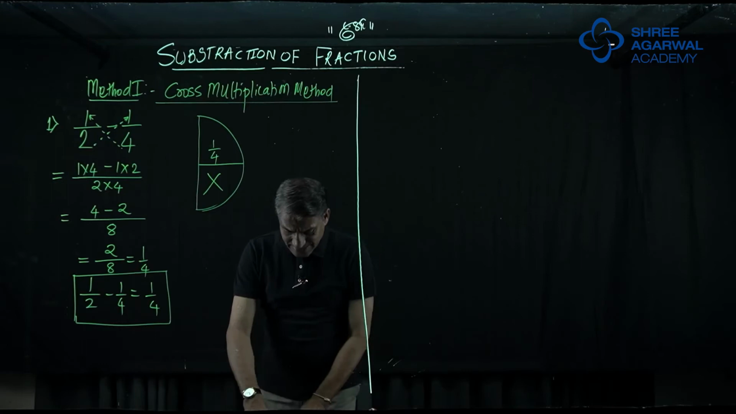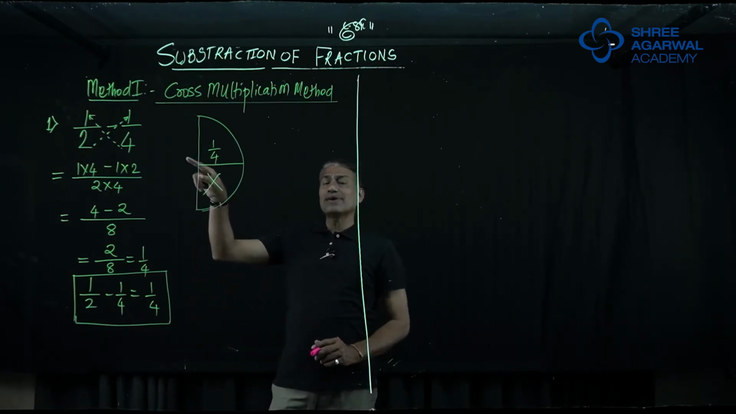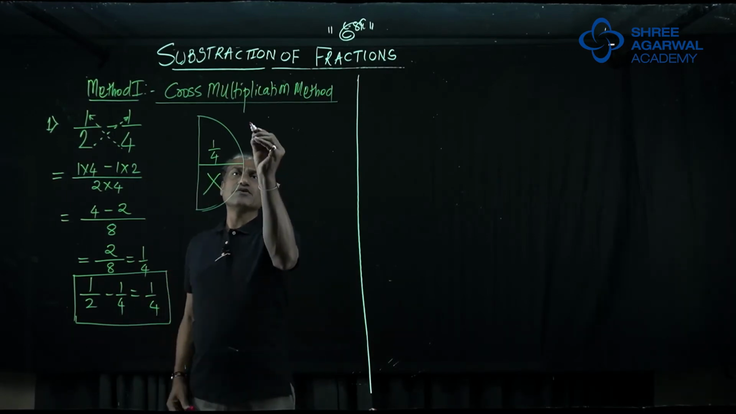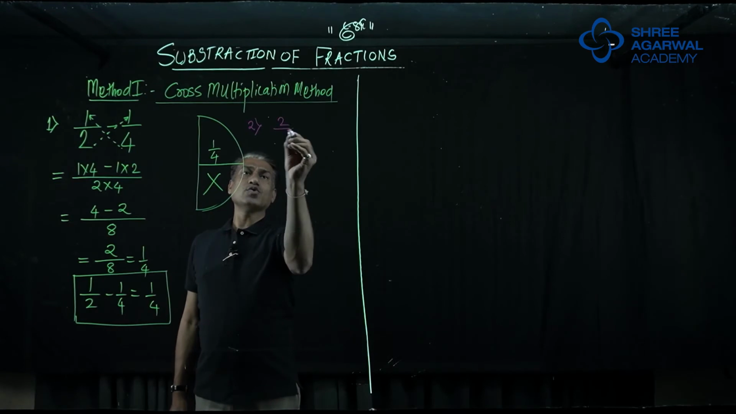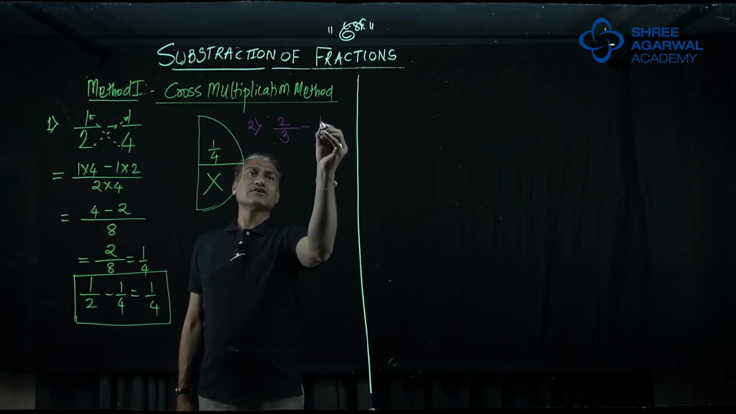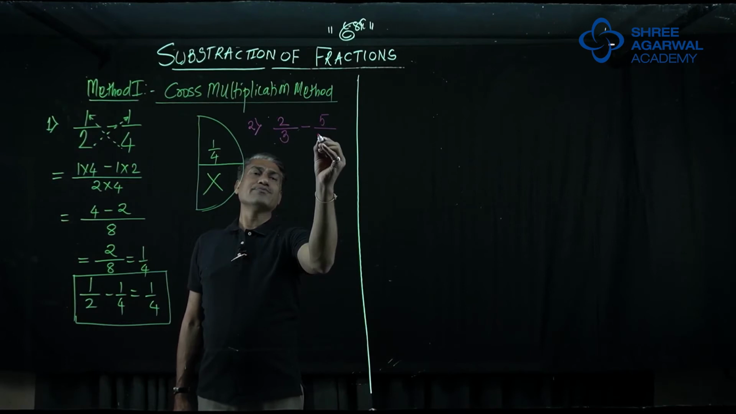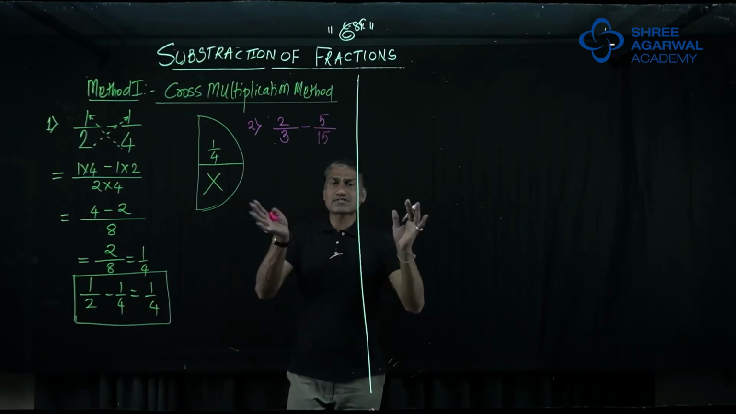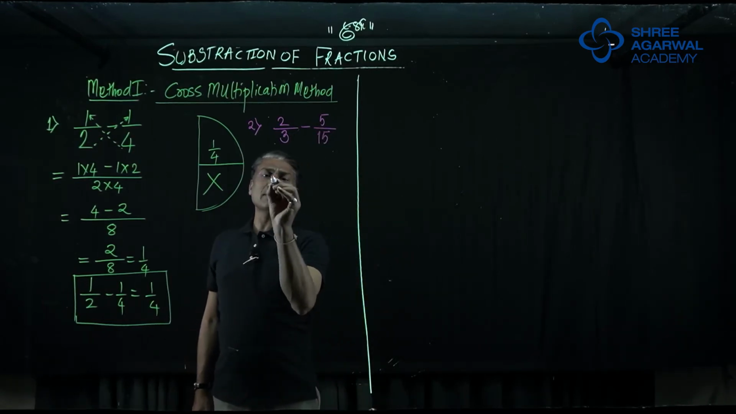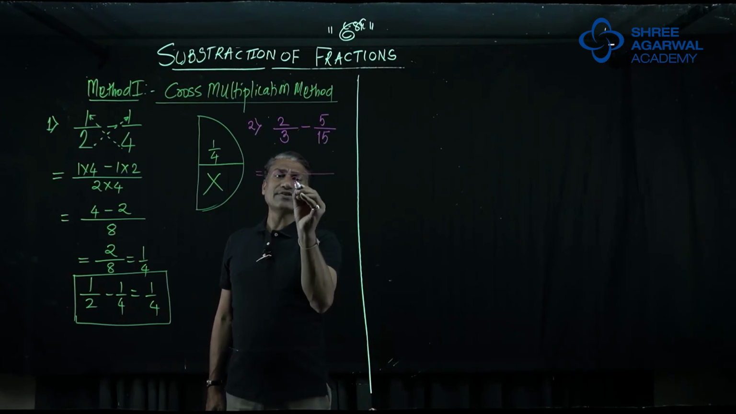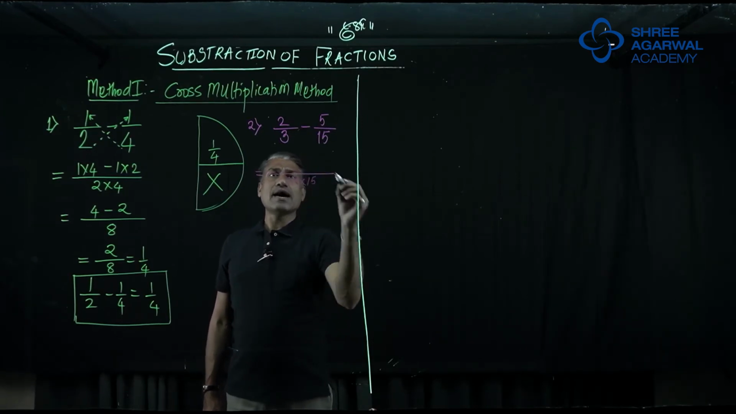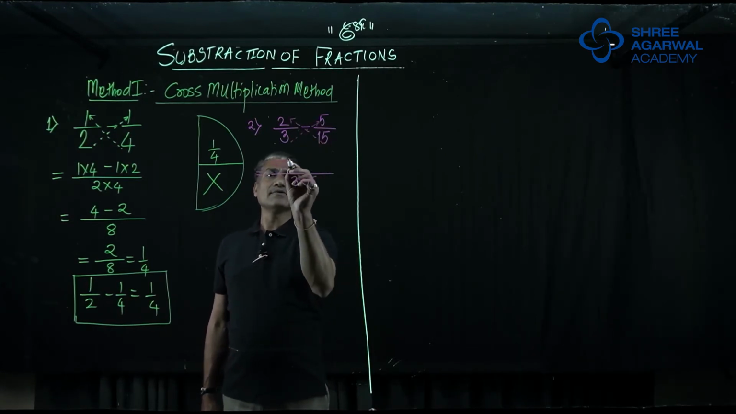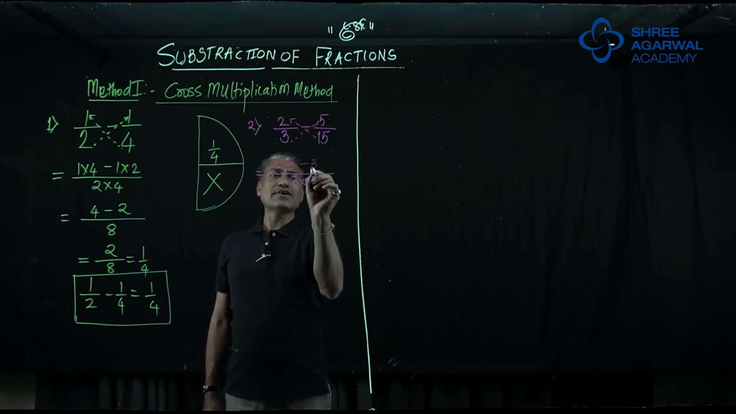Let us take another example. See here, fortunately the numerators I had taken same, 1 and 1. But now suppose we have like this, 2 upon 3 minus 5 upon 15. Now the numerators are different, denominators are obviously different. So we want subtraction, we will do cross multiplication. I would say denominator is 3 15s, and cross multiply. So 2 15s are minus 3 5s are.